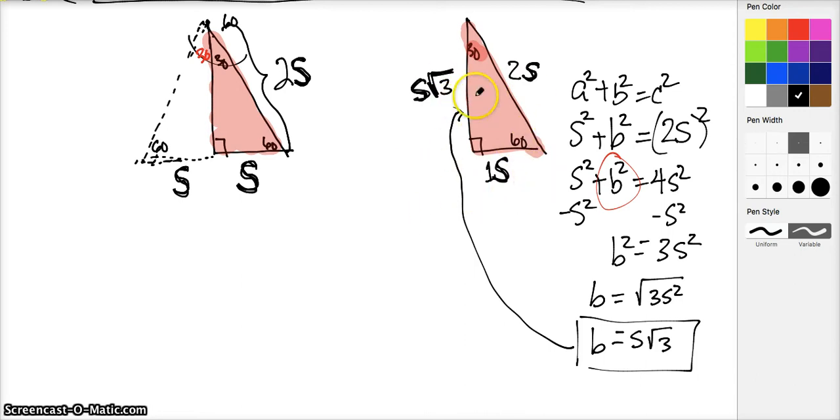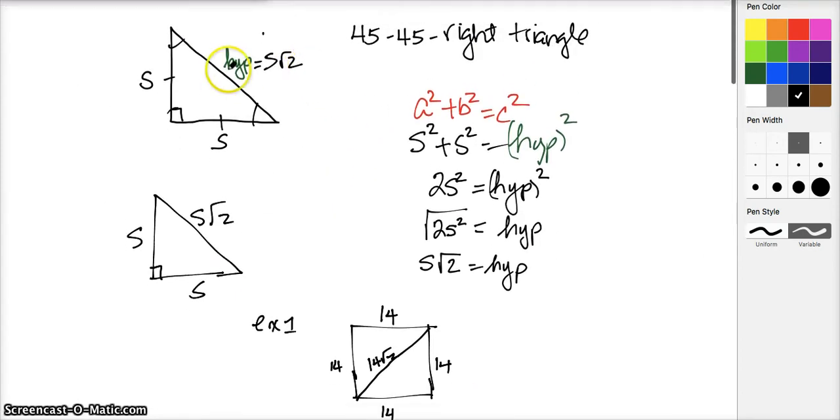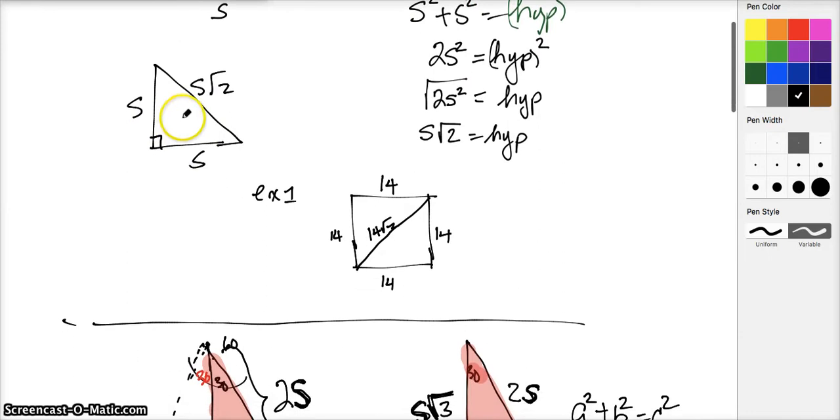Now the fact is the square root of 3 is not as big as 2, so it makes sense that the side opposite the 90-degree angle would have the 2S, and the side opposite the 60-degree angle would have the S times root 3, because root 3 is smaller than 2, right? And therefore we expect the side opposite the smaller angle to be smaller as well. All right, so these things I want you to memorize. I want you to have both of those memorized.